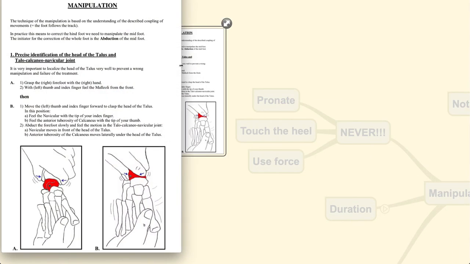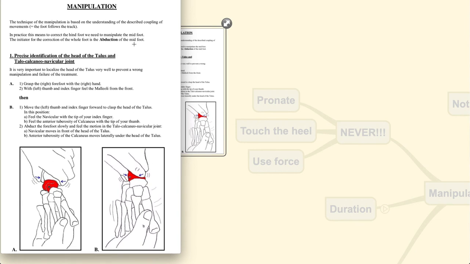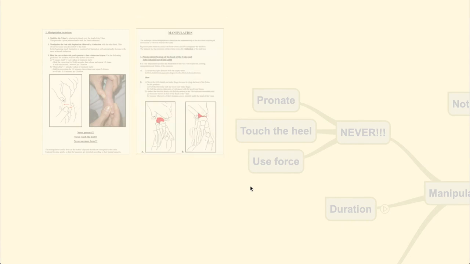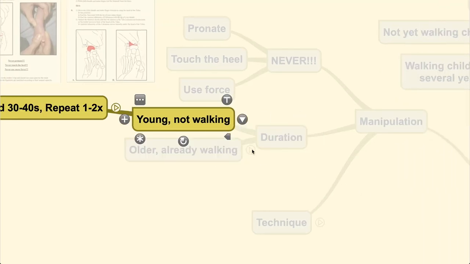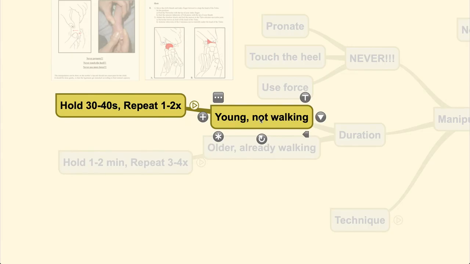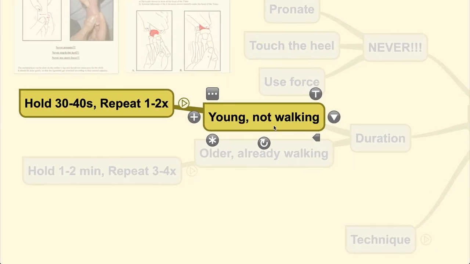You can see in this picture a manipulation, and you can see that the examiner uses the thumb as an axis of rotation for the whole foot to move outwards. Next I will explain more about how to do the casting later on. Now for the duration, you usually need to manipulate the leg for several minutes. For a young, non-walking patient, you need to hold the foot in the position that you want for around 30 to 40 seconds, and then you release the foot and repeat it 1 to 2 times.